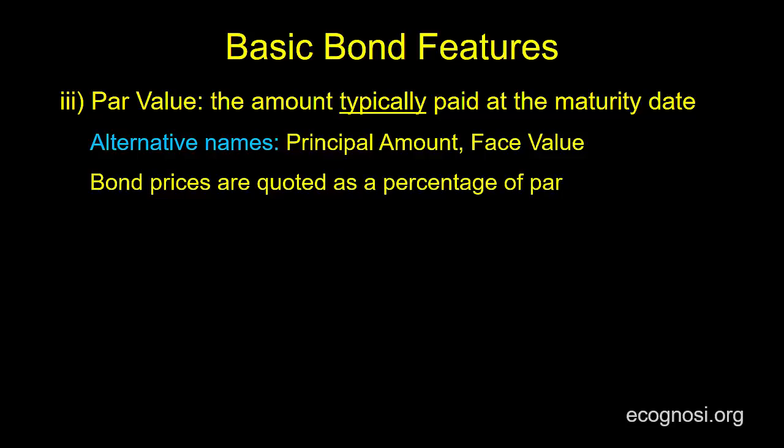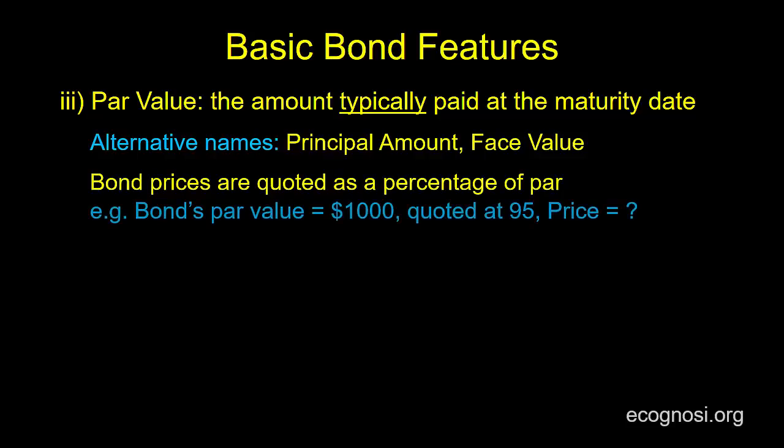Moving on, the bond's par value can be any amount, and bond prices are quoted as a percentage of par. For example, a bond with a par value of $1,000 that is quoted at 95 has a price which is 95% of $1,000, that is $950.